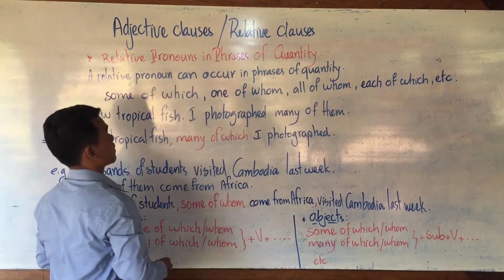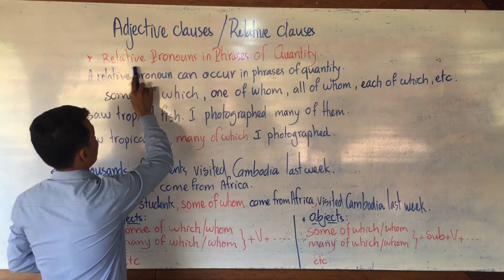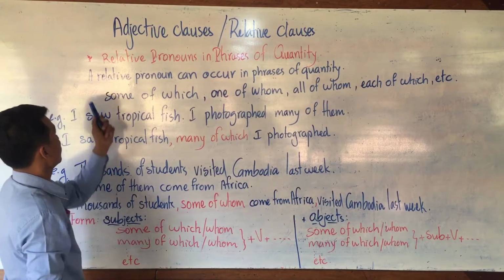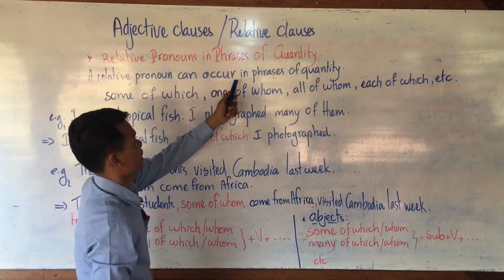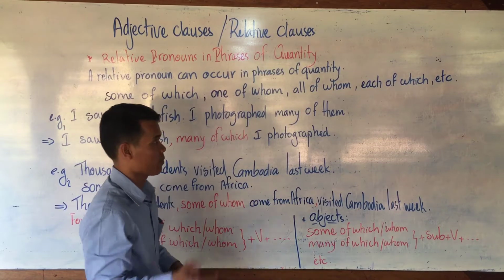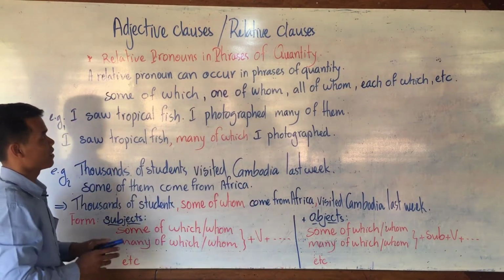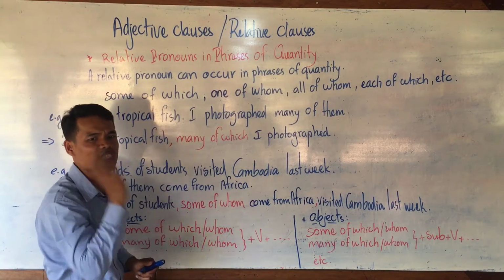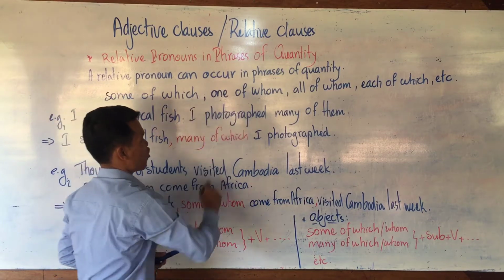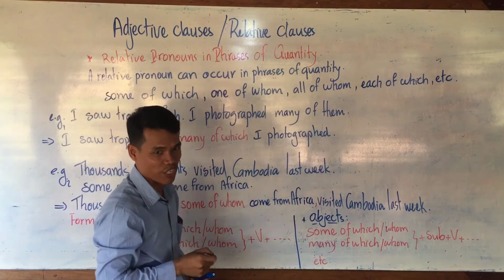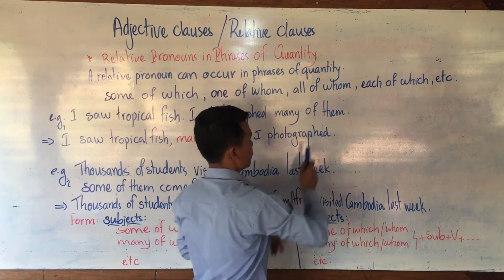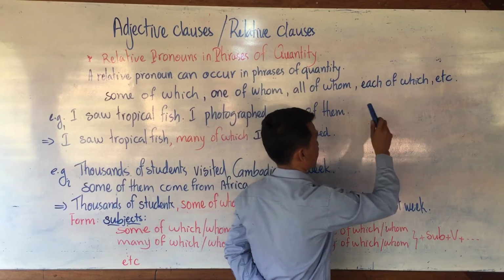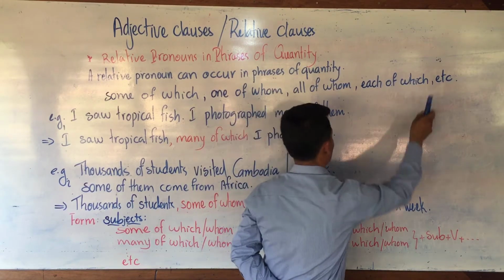Adjective clauses or relative clauses. Relative pronouns in phrases of quantity. A relative pronoun can occur in phrases of quantity. What are they? There are some of which, some of whom, one of whom, also one of which, all of whom, all of which, each of which, also each of whom, etc.